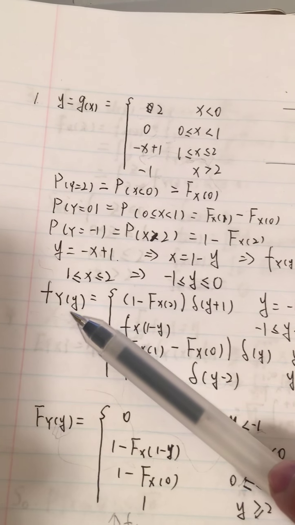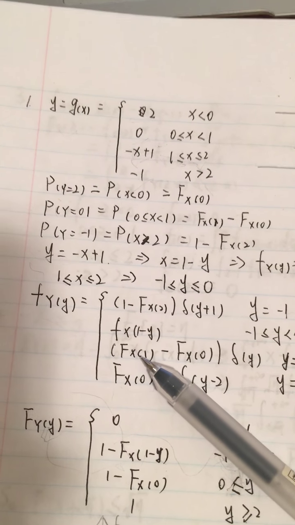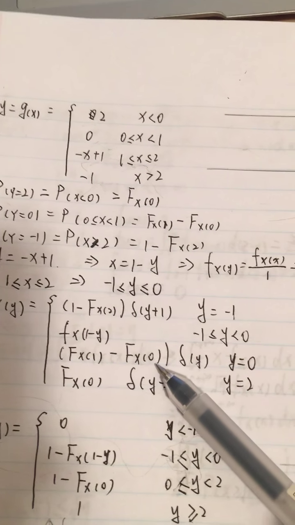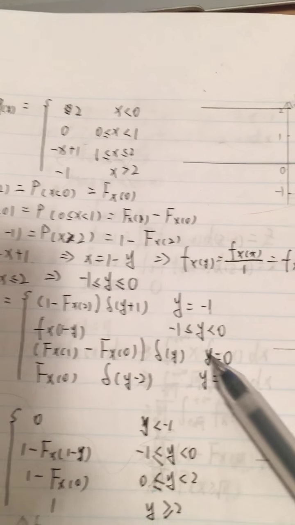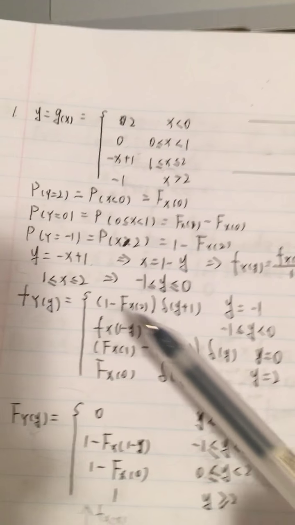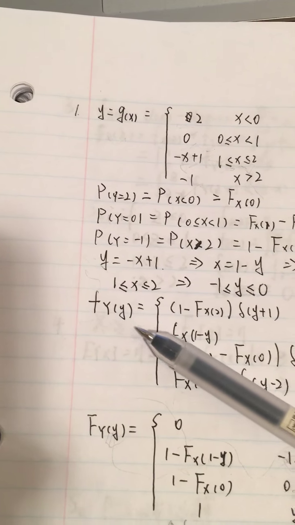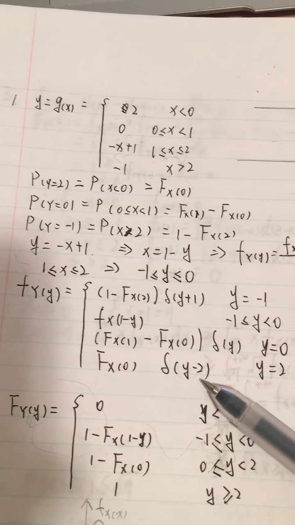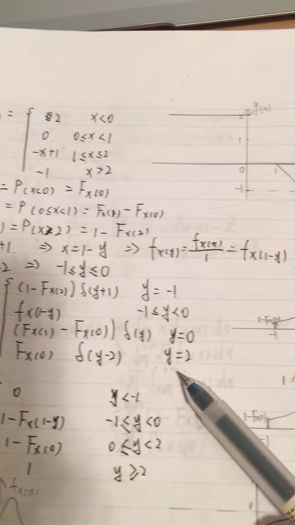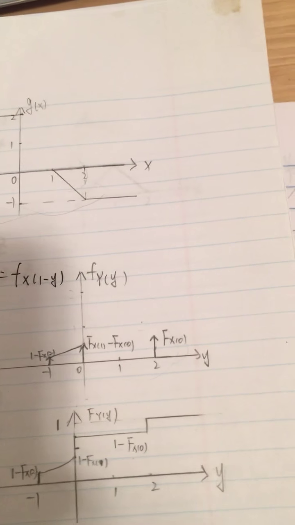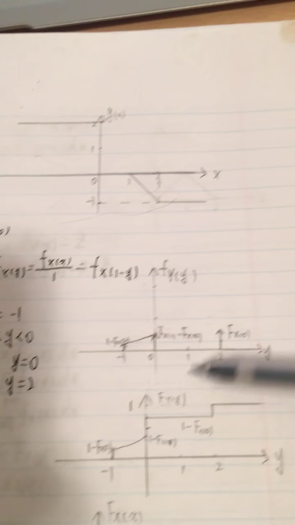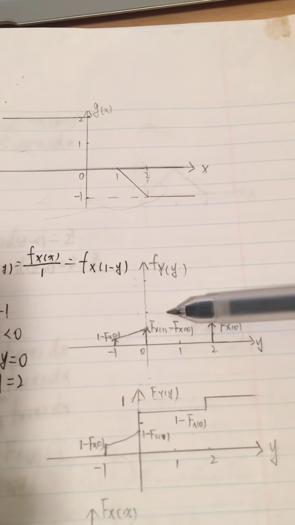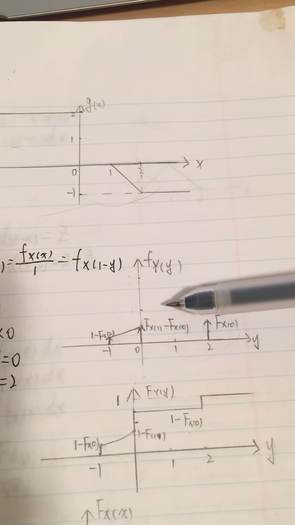And Fy of y equals Fx(1) minus Fx(0), multiplied by delta of y, when y equals 0. And Fy of y equals Fx(0), multiplied by delta of y minus 2, when y equals 2. And this is the sketch of Fy of y about y.